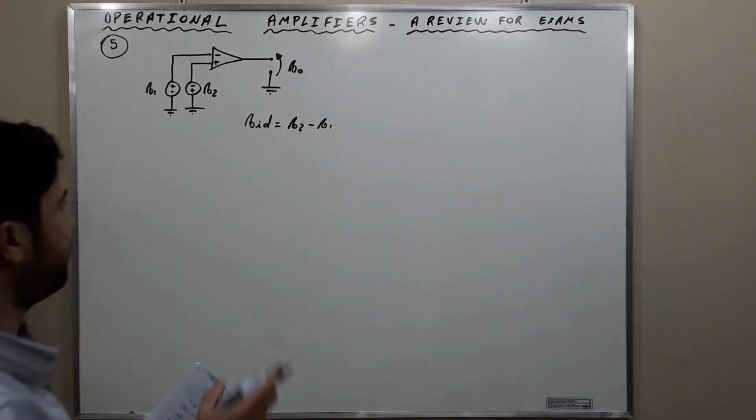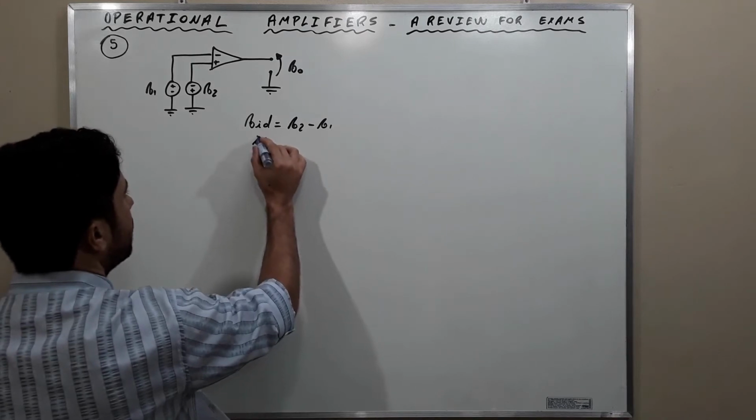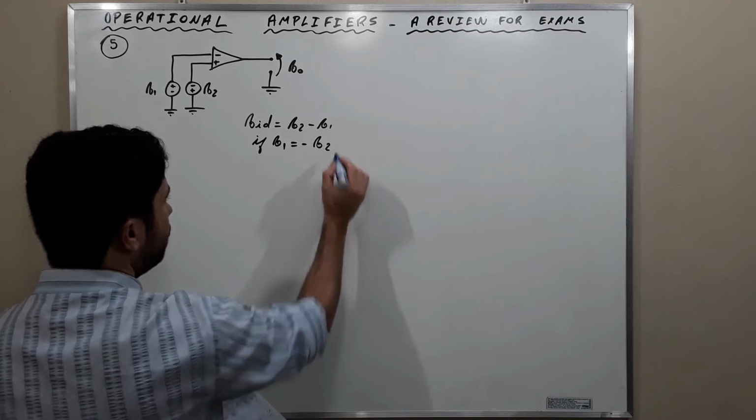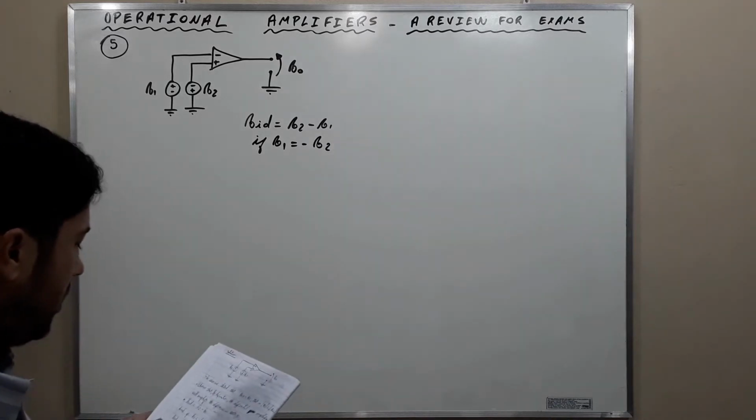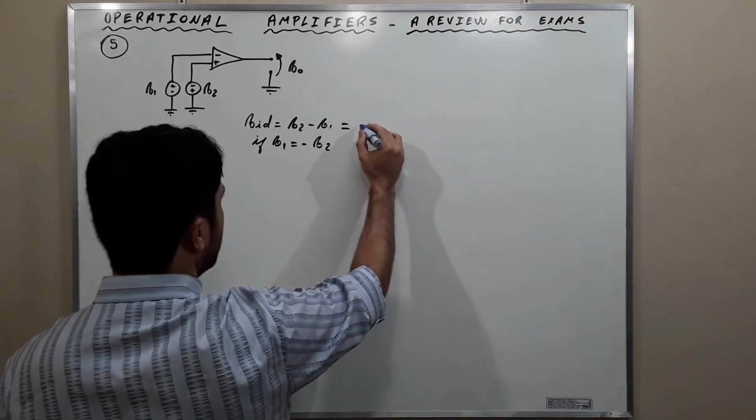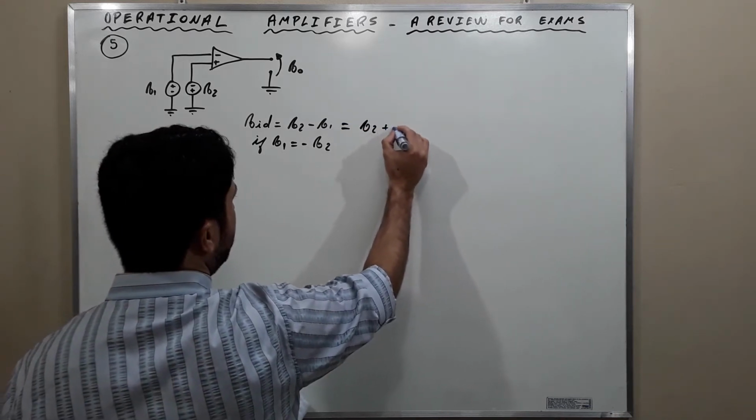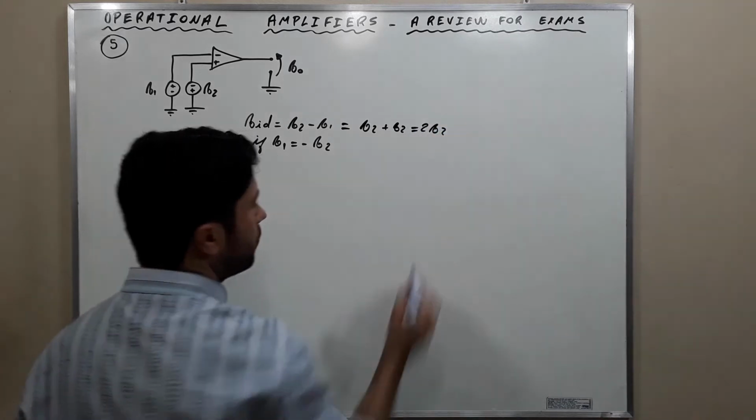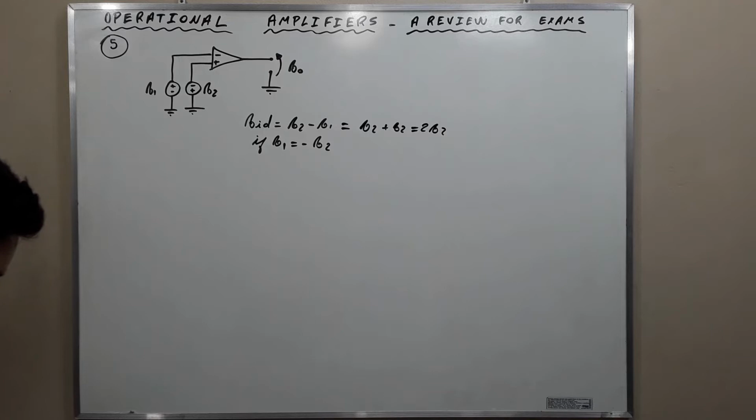And if V1 is equal to negative V2, then VID will be equal to V2 plus V2, which is equal to 2 V2. And nevertheless, real and non-ideal amplifiers also have a common mode amplification.